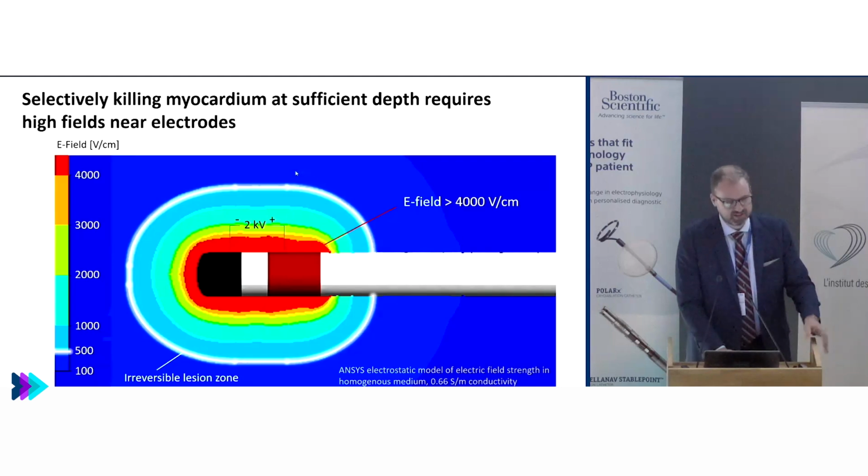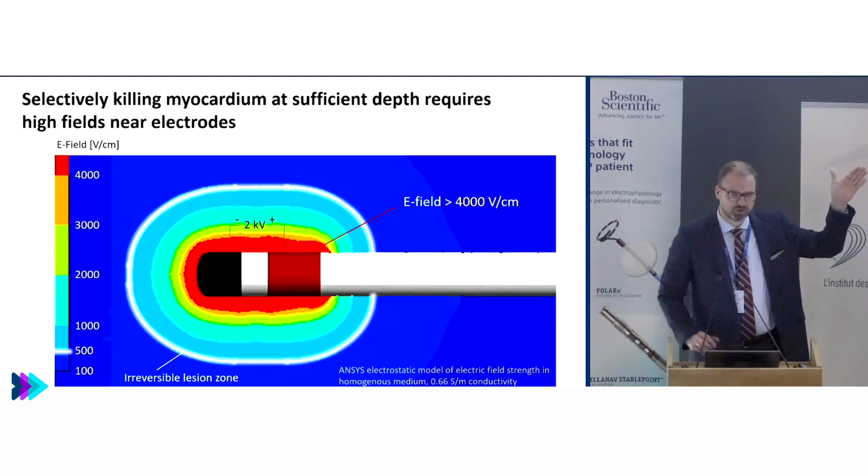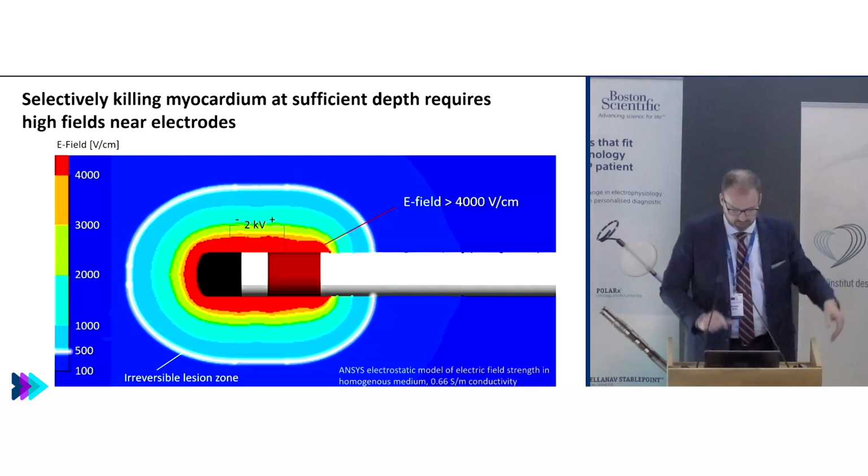So let's just look at this. I use this as my basic test mule. This is our intellectual experiment. We have a bipolar catheter, a focal catheter. It's got 2 electrodes, plus, minus. And of course, if you're doing a biphasic pulse, you're flipping those back and forth.